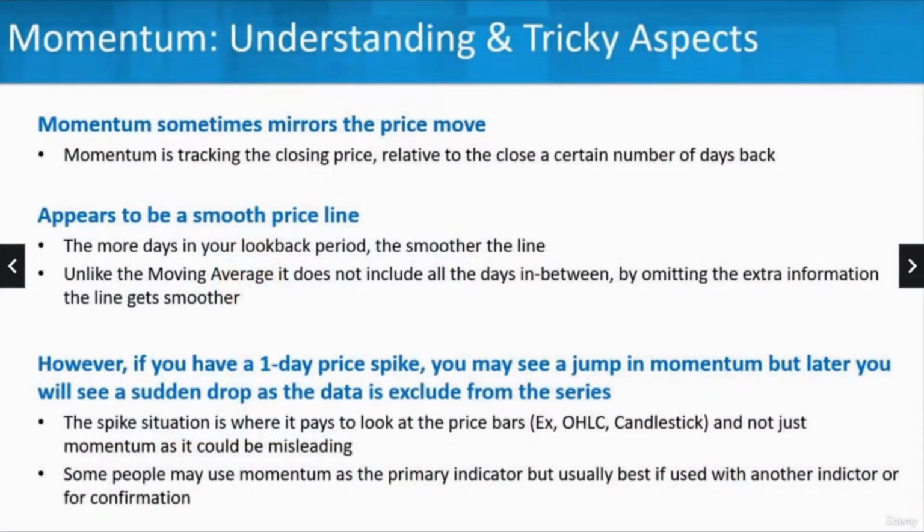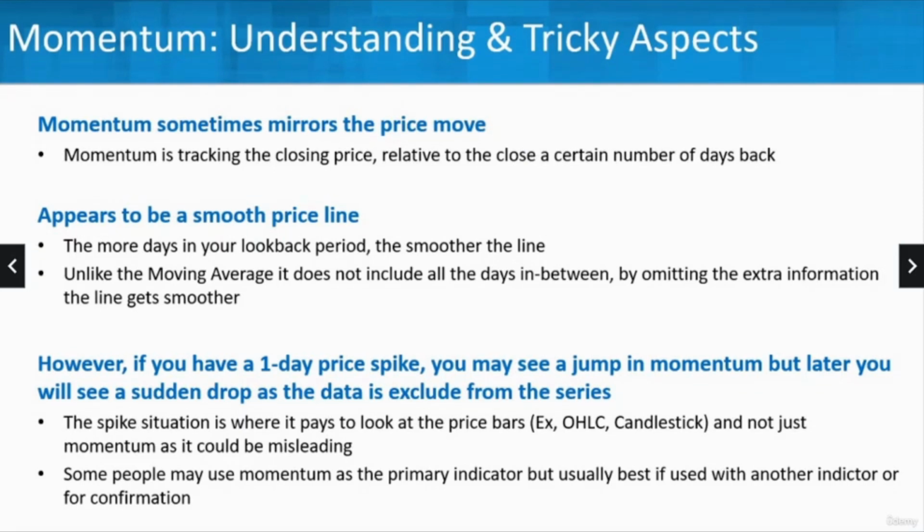A couple other things too: momentum sometimes does mirror the price move, because momentum is tracking the closing price a certain number of days back. It will appear as a smooth price line. And the more days in your look-back period, the smoother the line. We had used in another lesson the example of 10 days. If we had gone further back, like 20 days, that will actually smooth out the line. So if you have some real highs or lows, some outliers, that will continue to smooth that out even further.